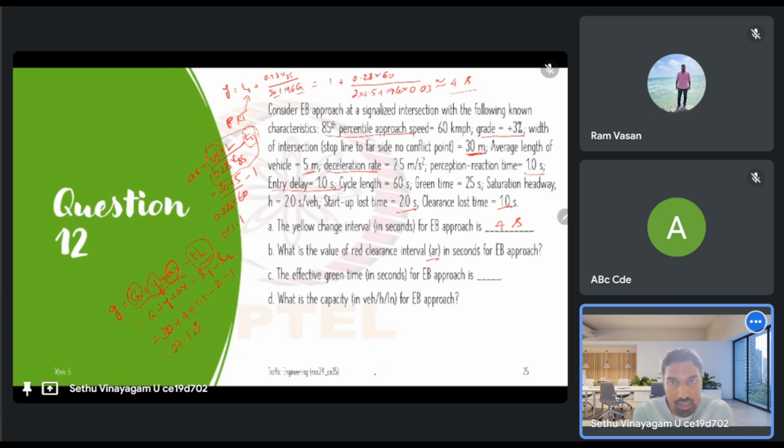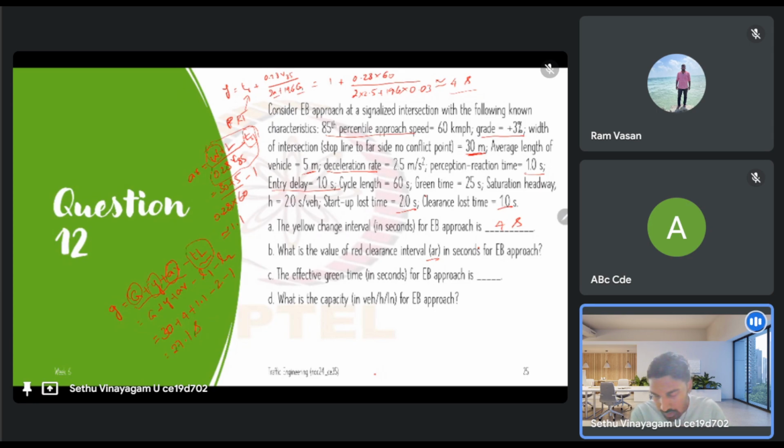Okay, S is 1800. But S is the saturation flow rate, right? Saturation flow rate is not the same as capacity. Saturation flow rate happens in ideal conditions, when you have 1 hour of green available and the vehicles are continuously moving. That's when you have your saturation flow rate. So C is 1800 into 27.1 by 60. Yes, that is correct, 813, right?